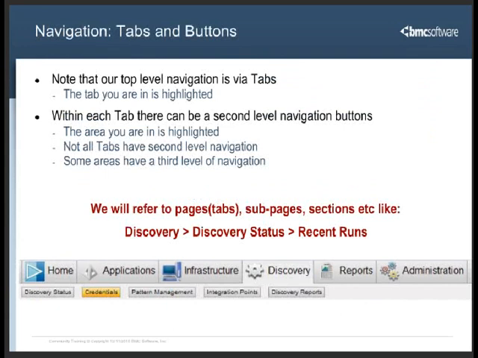The top-level navigation on the UI happens via the tabs. Some pages contain second-level and even third-level navigation buttons and tabs, but not all areas have this second or third-level navigation. When we make reference to navigation within the UI, we will refer to pages or tabs, then subpages or second or third level navigation buttons, and then the particular sections as shown. Give it a try now. Go to Discovery, Discovery Status, Recent Runs.